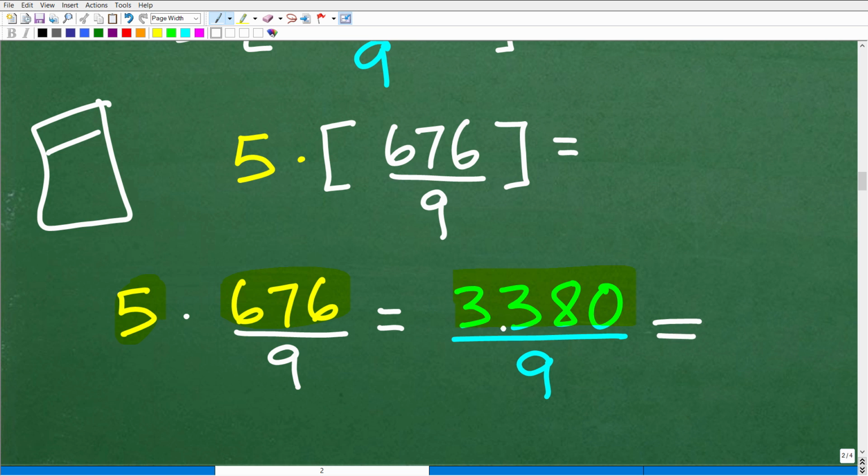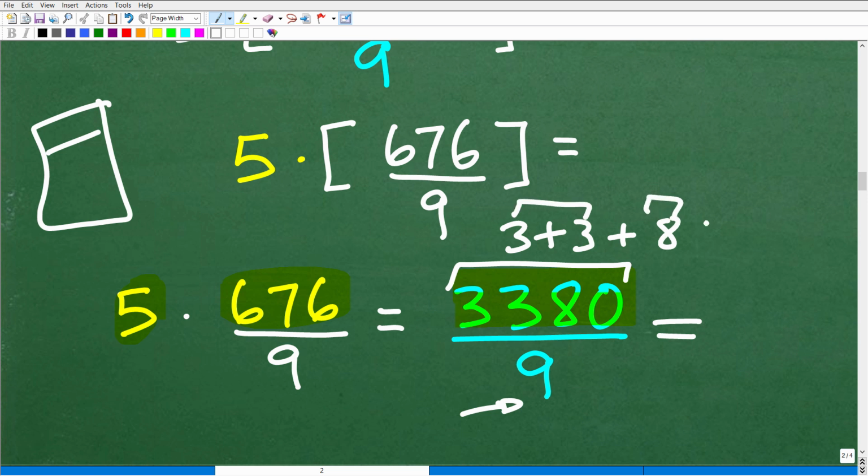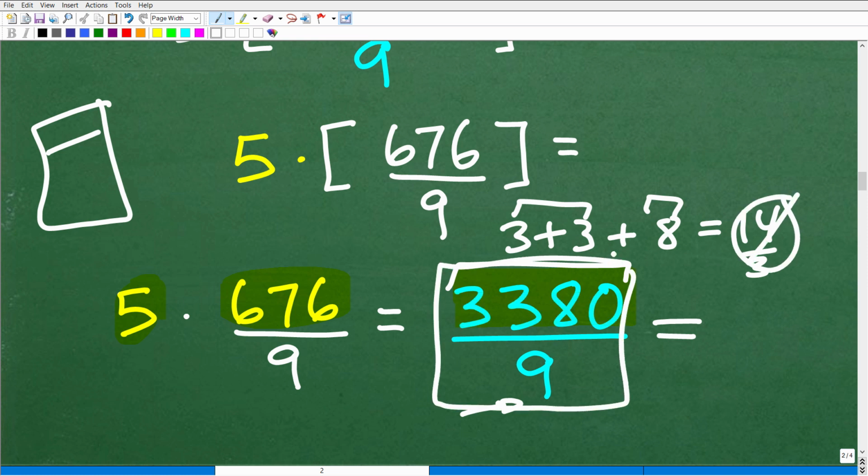The easiest way to check is to see if this is divisible by 3. Obviously, 9 is divisible by 3, so you can just look at the sum of the digits. So you have 3 plus 3 plus 8, so that is 6 plus 8, and of course we have 0 right here. So 6 plus 8, that'll be 14. And 14 is not divisible by 3. So basically, this fraction is about as reduced as we can get it.